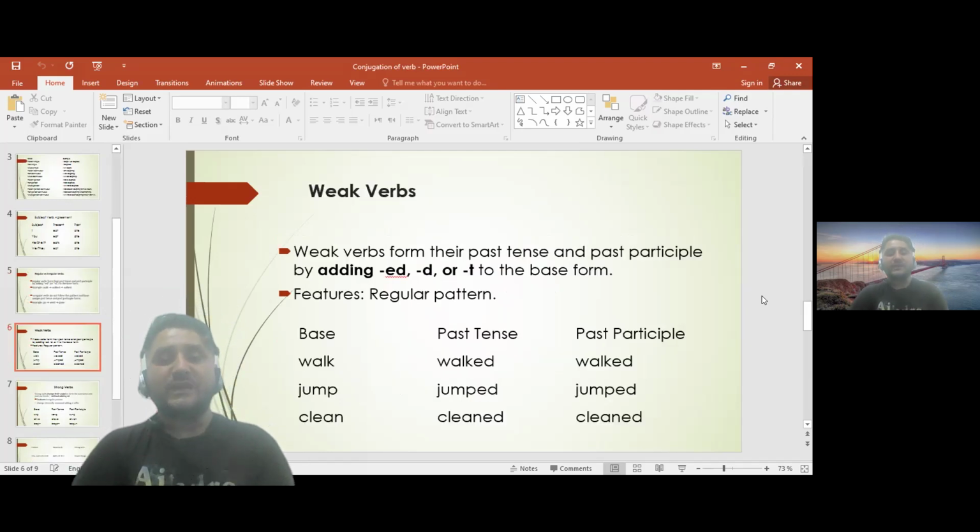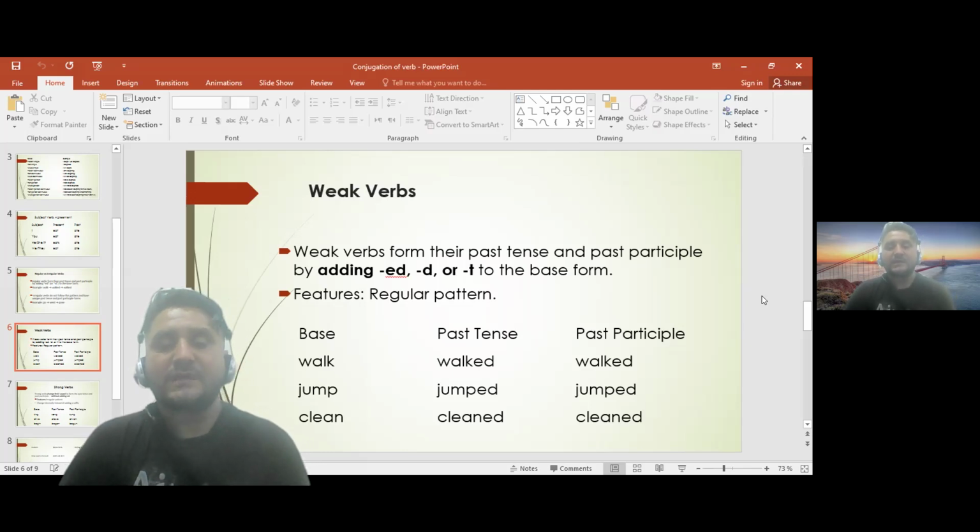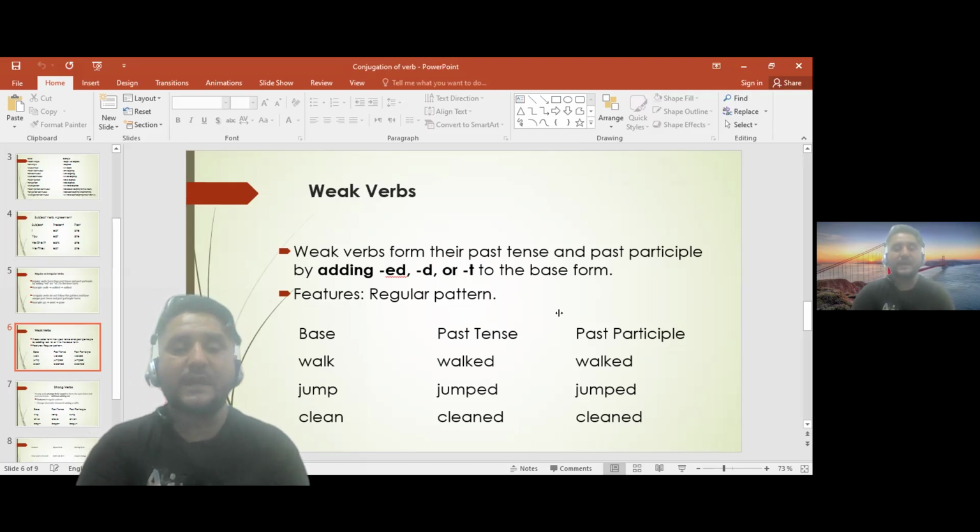Then we move towards weak verbs and strong verbs. Weak verbs and strong verbs also have their roles in conjugation. Weak verbs form their past tense and past participle with the addition of ed or t to the base form. Their feature is a regular pattern. For example, understand this table: base, past tense, and past participle. Base verbs: walk, jump, clean. And walk, walked, walked: second form walked, third form walked. And jump, jumped, jumped. Clean, cleaned, cleaned.